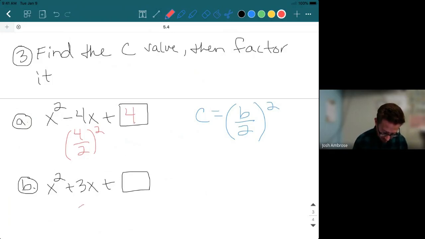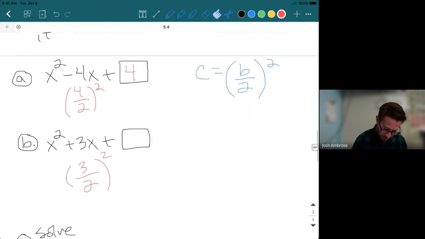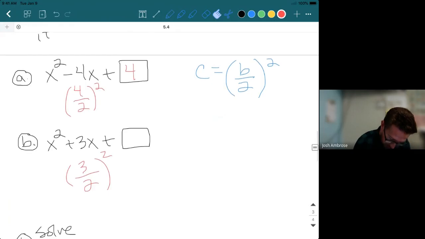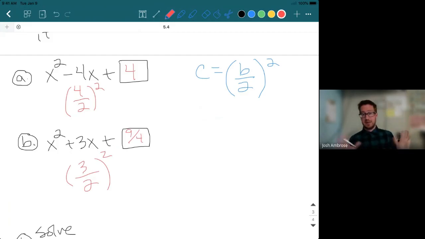This one right here, 3 over 2 quantity squared. 3 over 2 really doesn't go anywhere. So when you square it, you have to square the 3 and square the 2. So that's going to give you 9 over 4. All right, and that's good. Leave it like that. Don't make it a decimal. Always keep these as fractions. Okay, so that's how you would solve for c.